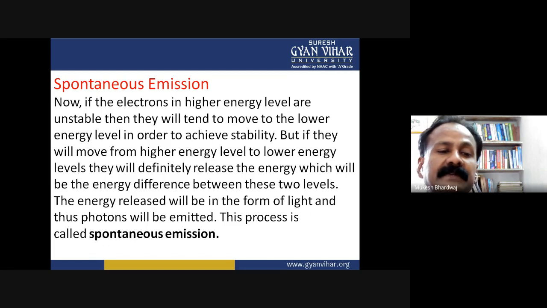If there is an assembly of atoms, the radiation emitted spontaneously by each atom has a random direction and a random phase and is therefore incoherent from one atom to another. The probability of a spontaneous emission from second to first is determined only by the properties of states second and first.